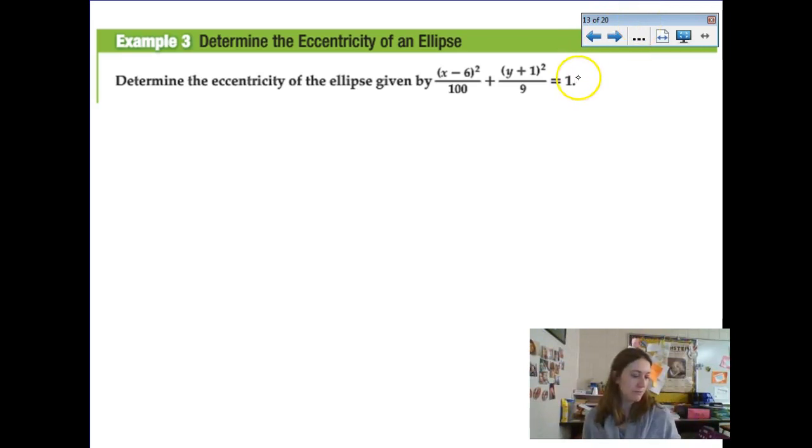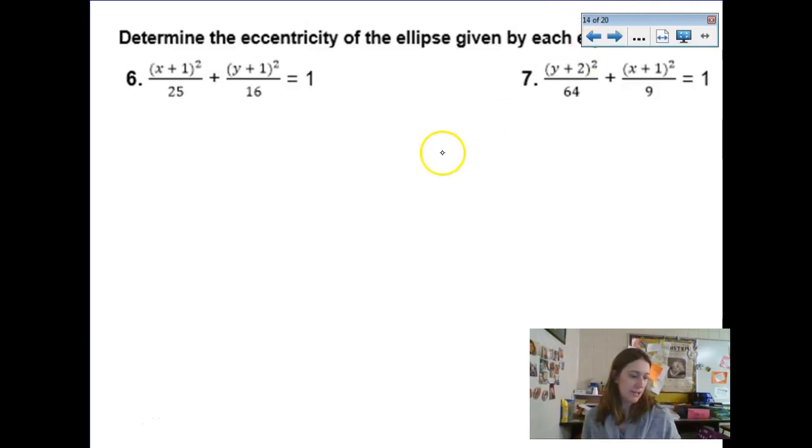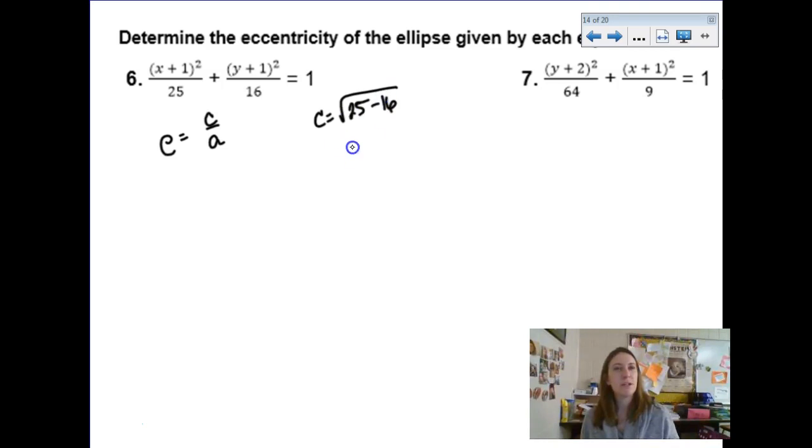Alright, so if we find the next problem on our notes, I'm going to skip to there. Right here. It says determine the eccentricity of the ellipse by the equation. So the eccentricity formula is c over a, and we don't know c yet because we're going to have to calculate that. So for an ellipse, c is the square root of a squared minus b squared. So 25 minus 16 would be square root of 9, which is 3.